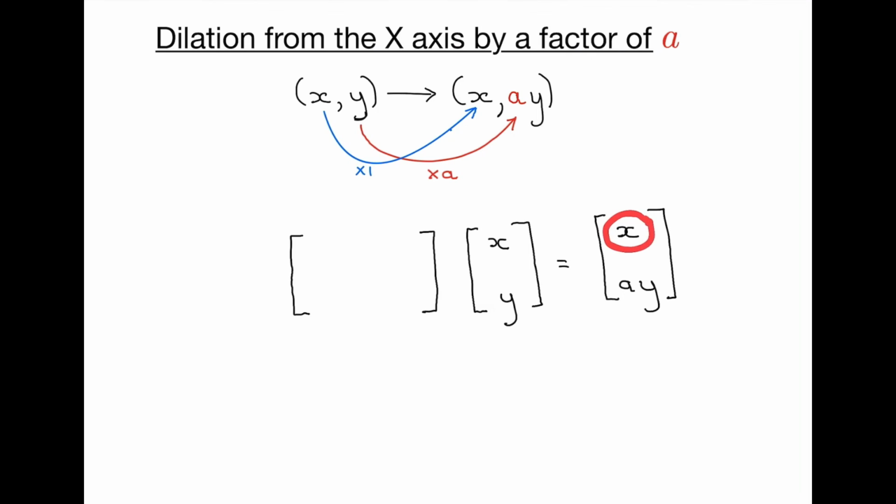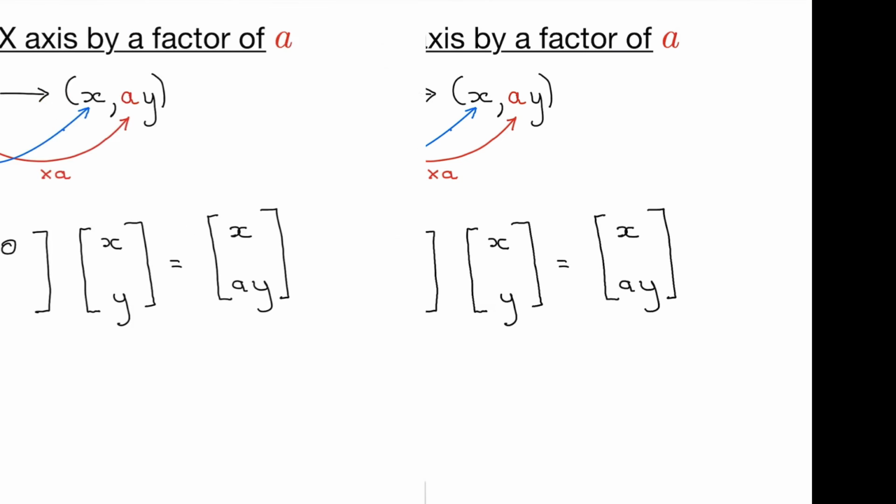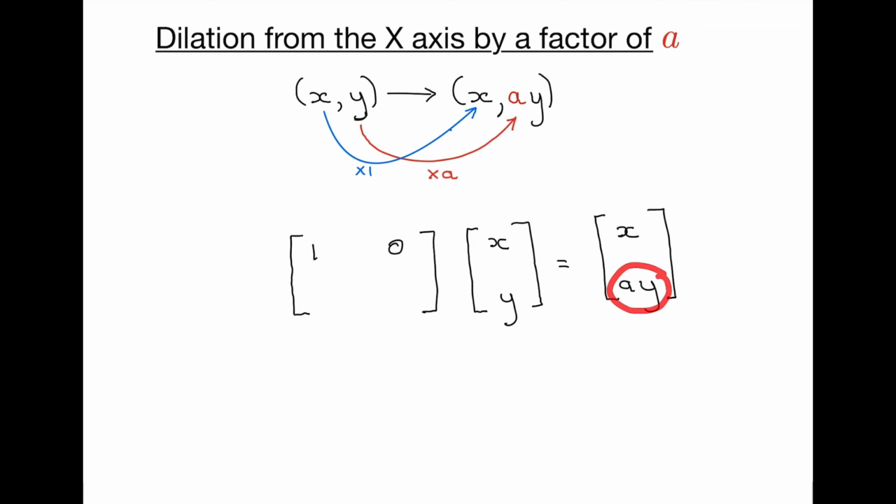To achieve this entry in the image matrix, we need 1 times x and 0 times y. So 1 and 0 are the required entries in the first row of the transformation matrix. And to achieve the second entry in the image matrix, we need 0 times x and a times y. So 0 and a are the required entries in the second row.